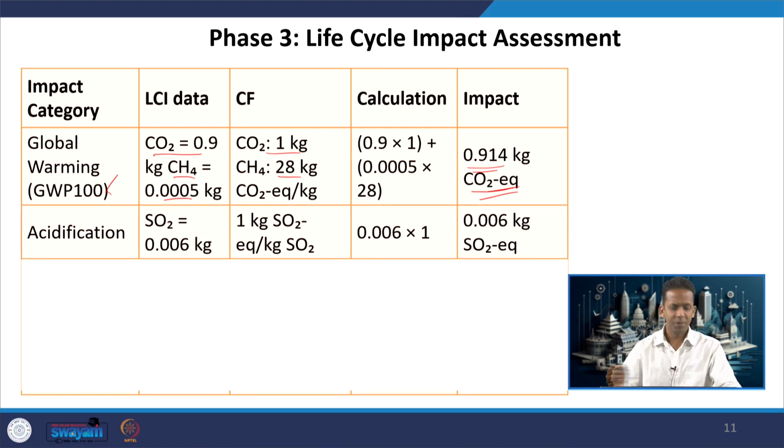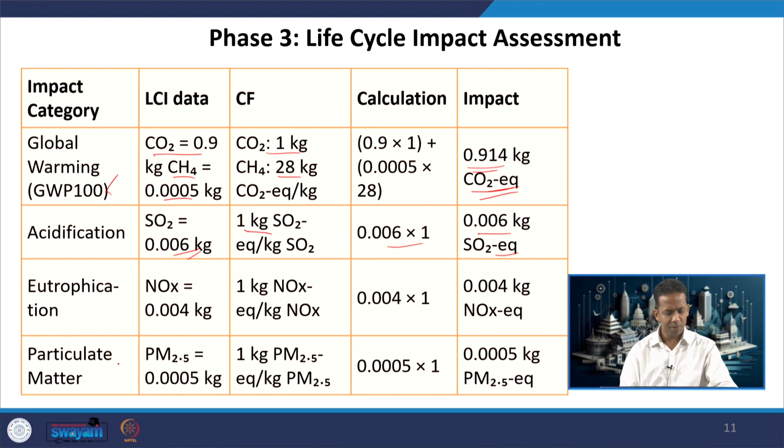Similarly, we can do it for acidification. The LCI data shows the value of SO2, and we know the characterization factor. SO2 is equivalent to SO2 equivalent, and the number is 1. So, 0.06 kg SO2. Similarly, for eutrophication or particulate matter, we can use the characterization factor, do the calculation and calculate the impact. I have not shown here all the 6-7 categories that I mentioned earlier, but this is how you calculate the environmental or life cycle impact for the inventory.